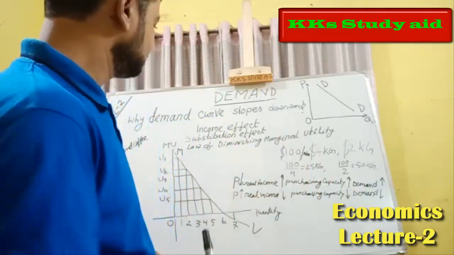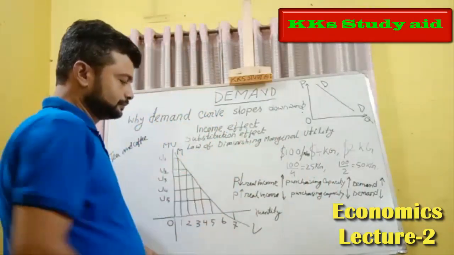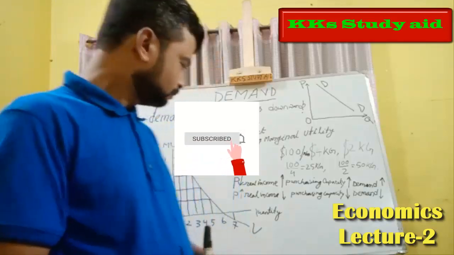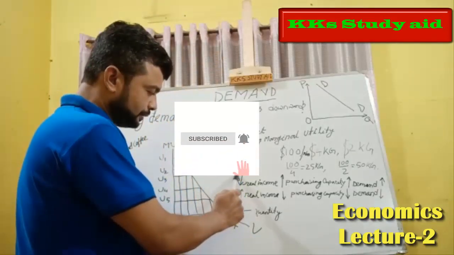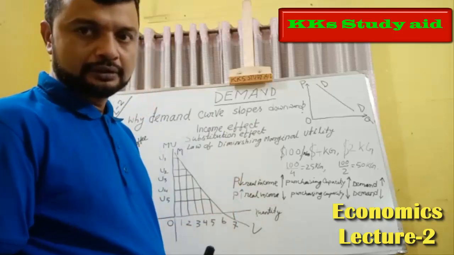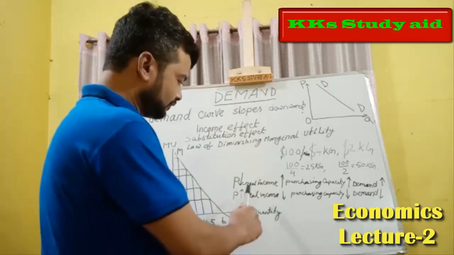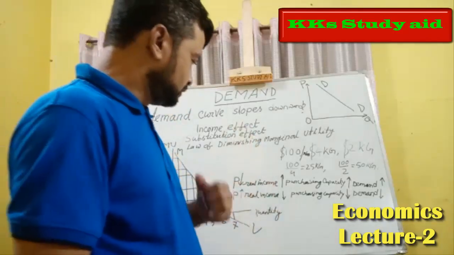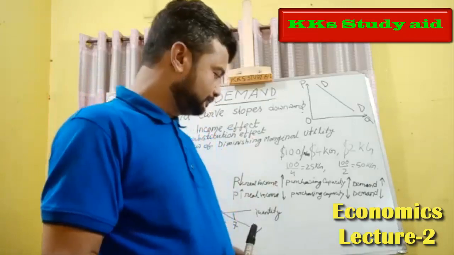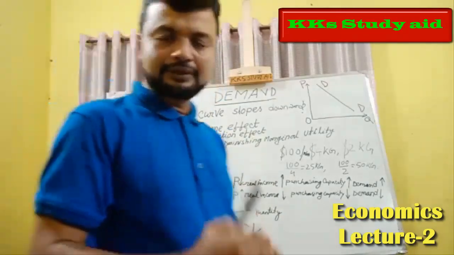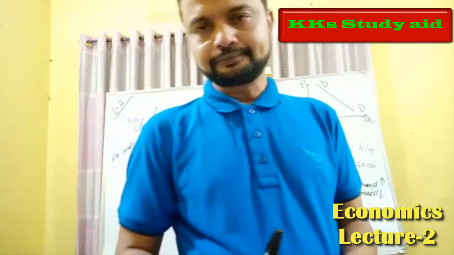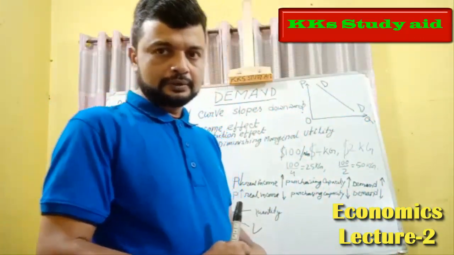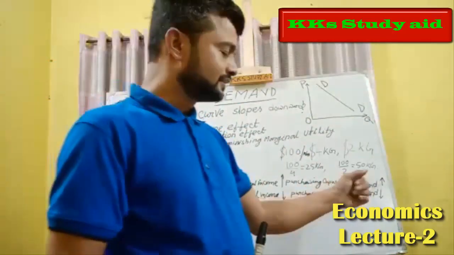Now come to the point: the income effect. Suppose the price of a commodity is P. When price P falls, what will happen to the real income of the consumers? The real income of the consumers will go up. Due to the increase in real income, their purchasing capacity will increase. Ultimately, they will purchase more of the goods, which results in increased demand.